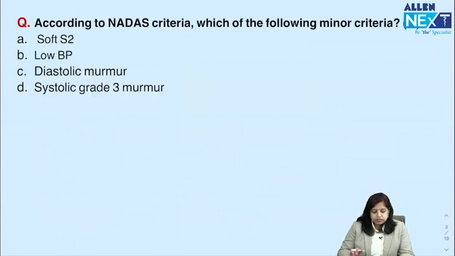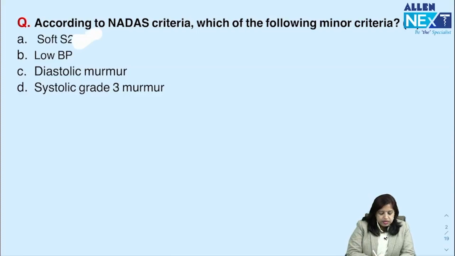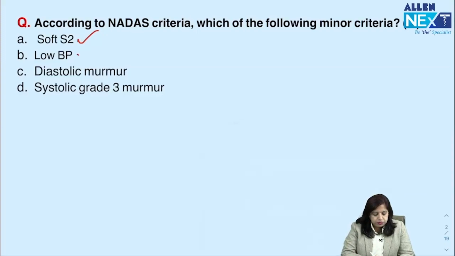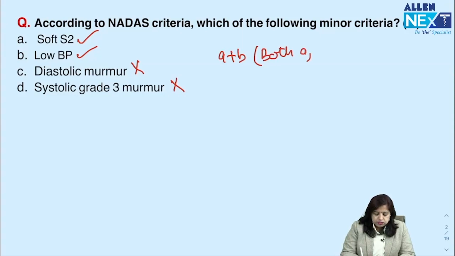So if we revisit the question, soft S2 is, of course, an abnormal second heart sound, so this is one of the minor criteria. Then low BP, yes, this is also a minor criteria. Diastolic murmur of any grade is definitely a major criteria, and systolic murmur of grade 3 or more is again a major criteria. So the correct option would be the one having soft S2 and low BP. So probably in our question, the correct answer would be A plus B, or both. Let me write both A, B, right?